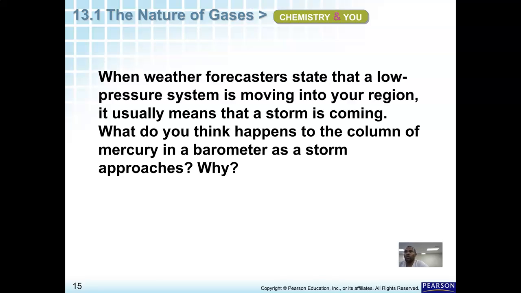One thing that you all have to know is that when a storm approaches, the column of mercury in the previous slide goes down, indicating that the atmospheric pressure decreases.